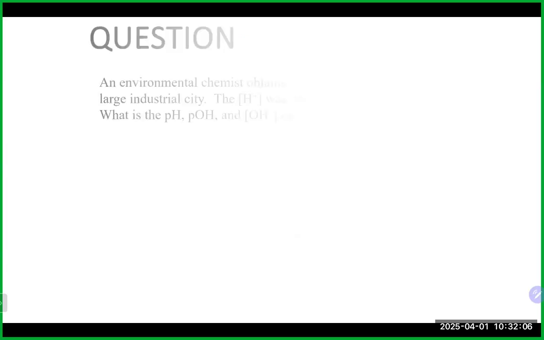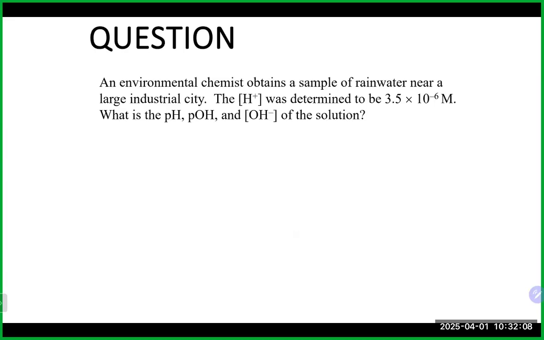All right, one more here, maybe. Environmental chemists obtained a sample where the H plus concentration of rainwater was 3.5 times 10 to the minus 6. We're looking for everything in this case, and let's add our normal: is it acidic, basic, or neutral in this case?